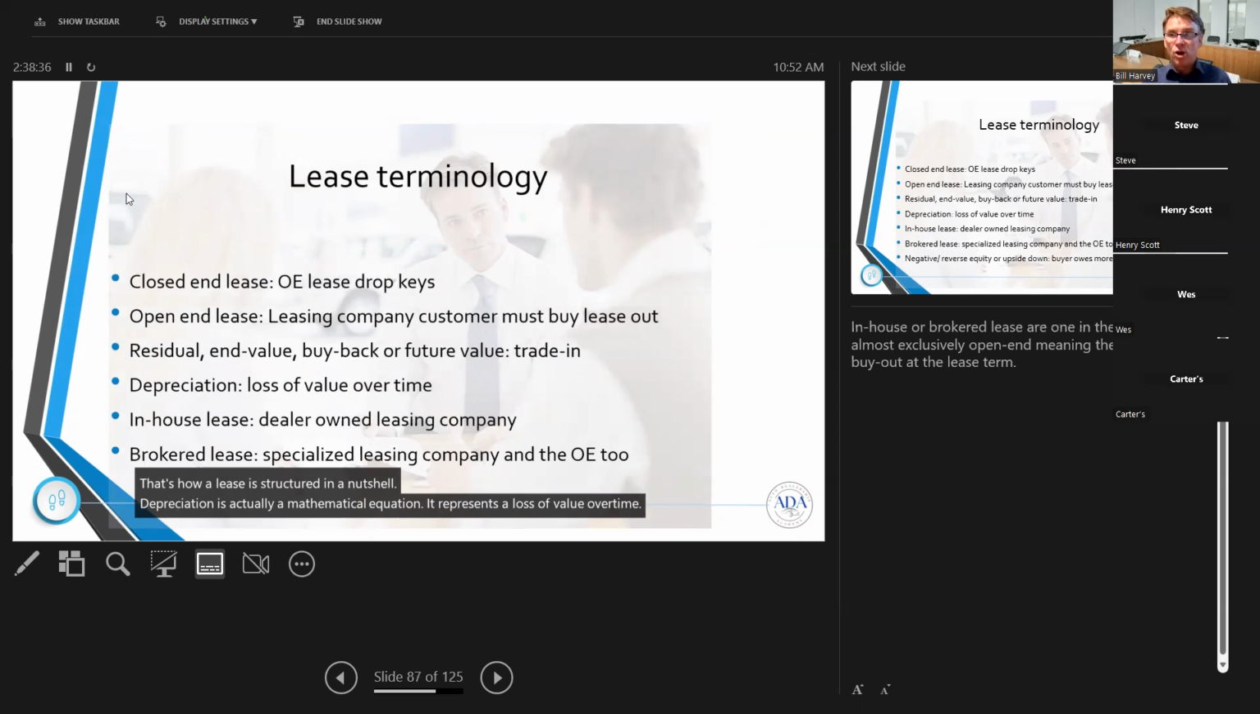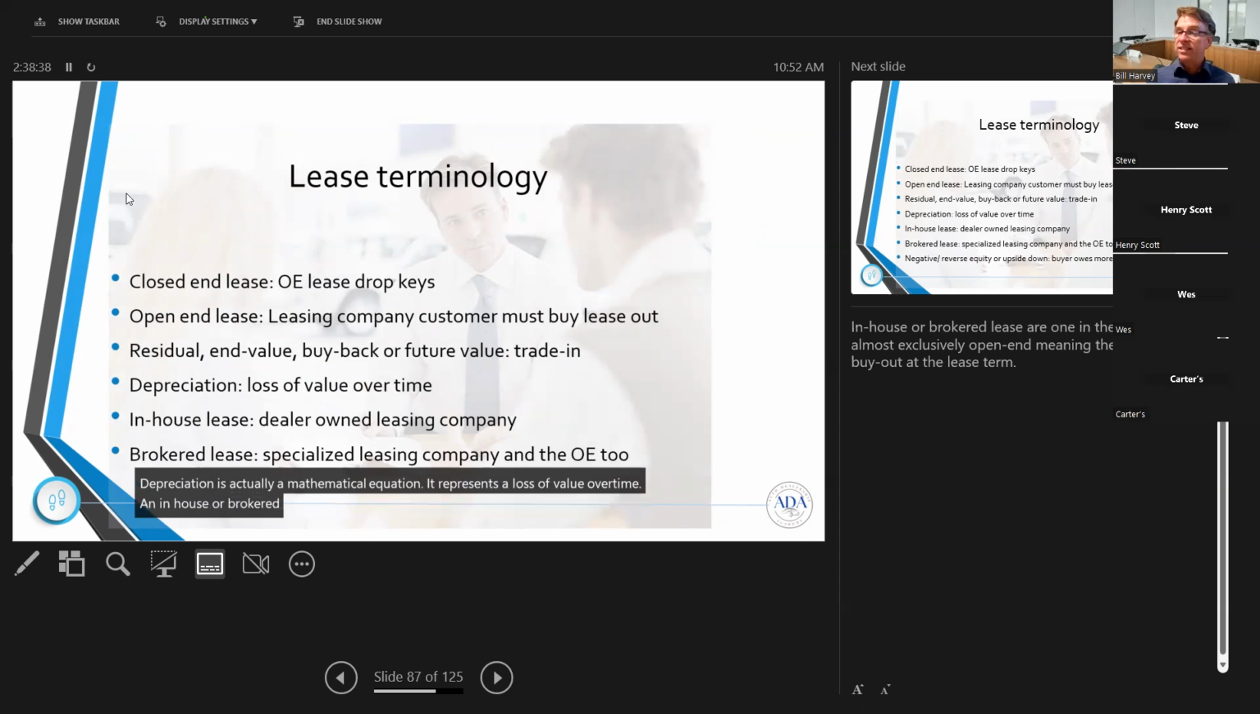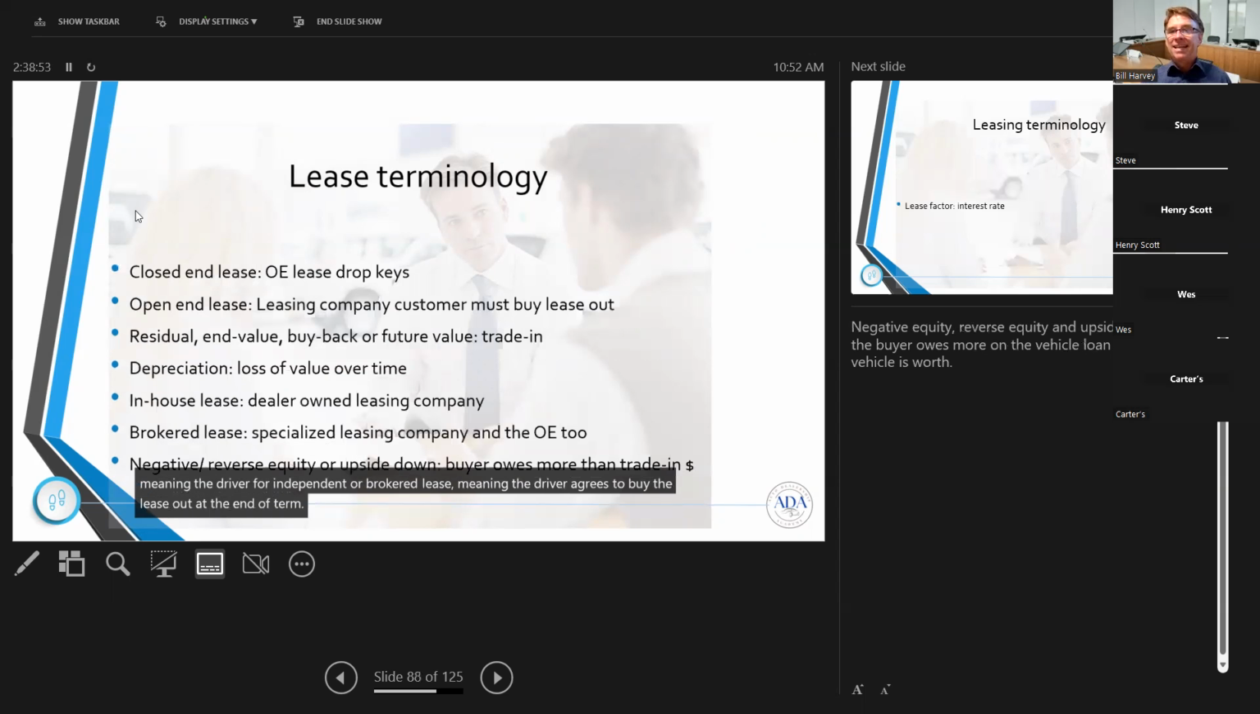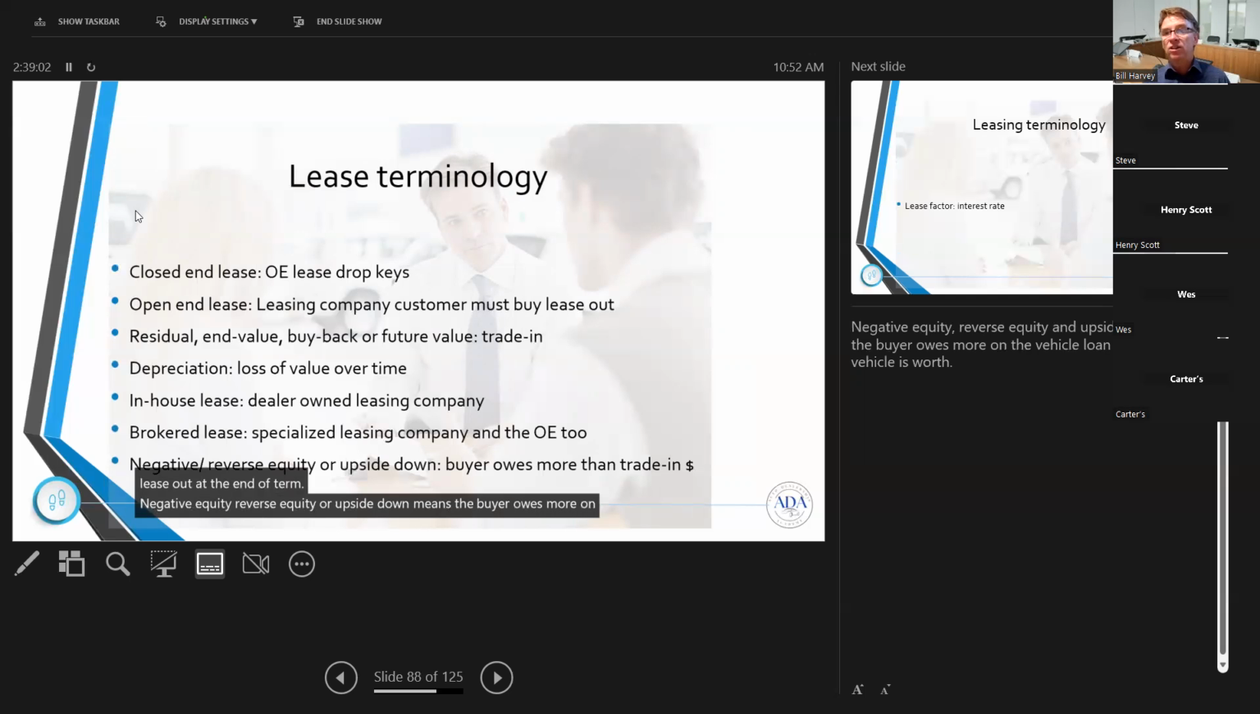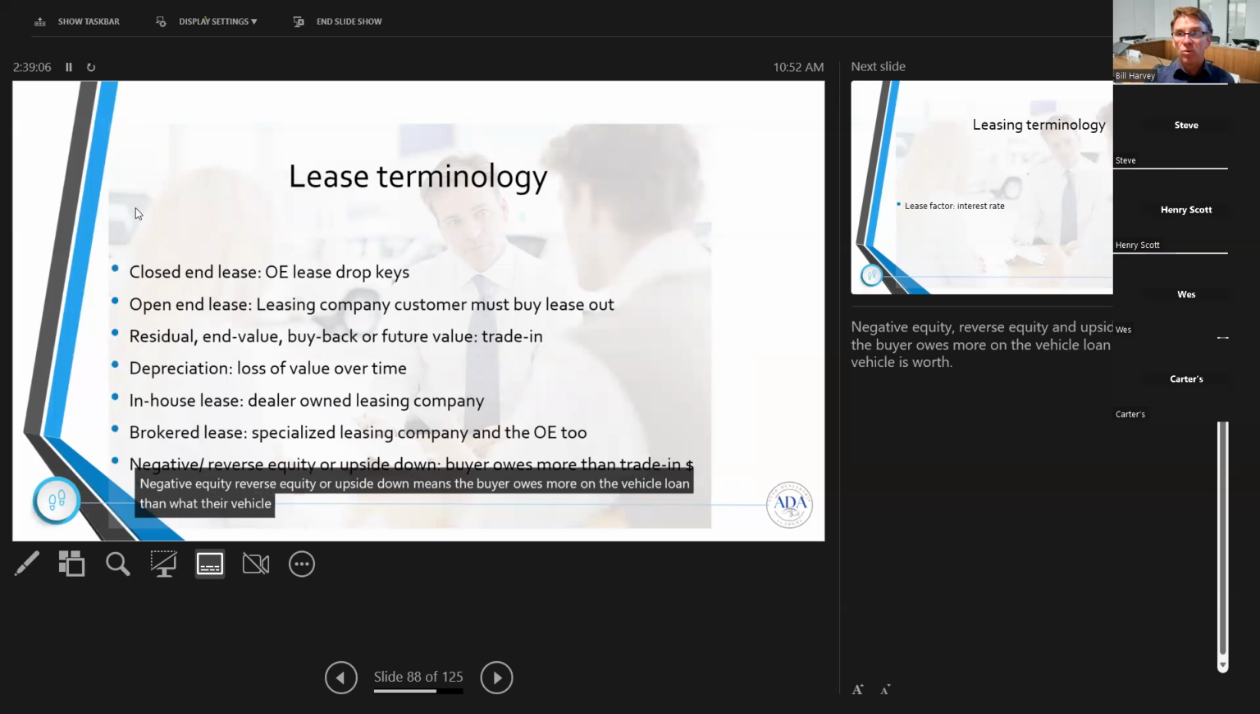An in-house or brokered lease are one and the same term and almost exclusively open-ended, meaning the driver agrees to buy the lease out at the end of term. Negative equity, reverse equity, or upside down means the buyer owes more on the vehicle loan than what their vehicle is actually worth.